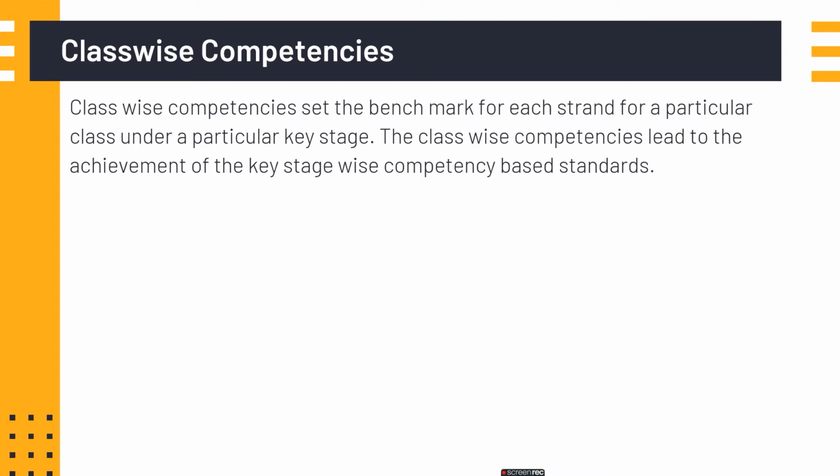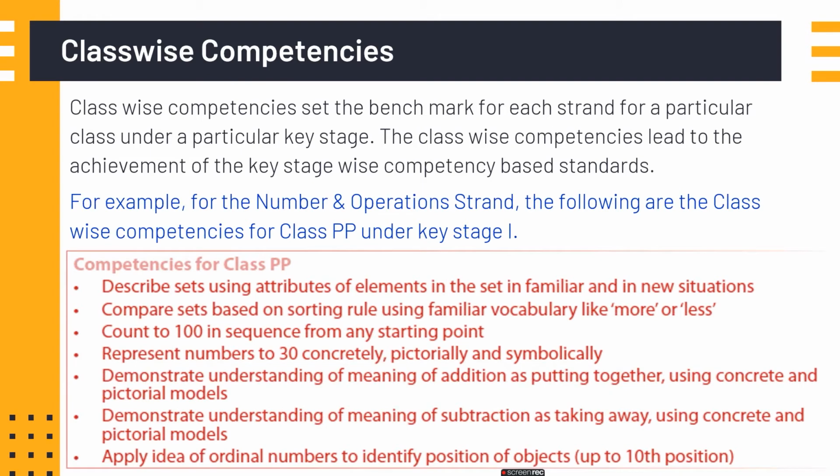The class-wise competencies basically set the benchmark for each strand for a particular class under a particular key stage. The class-wise competencies lead to the achievement of the key stage-wise competency-based standards. Again, as an example, for the number and operations strand, the following are the class-wise competencies for class PP that will contribute to achieving the key stage-wise competency-based standards under this strand under key stage 1. There are seven class-wise competencies for class PP that will help to achieve the key stage-wise competency-based standards.